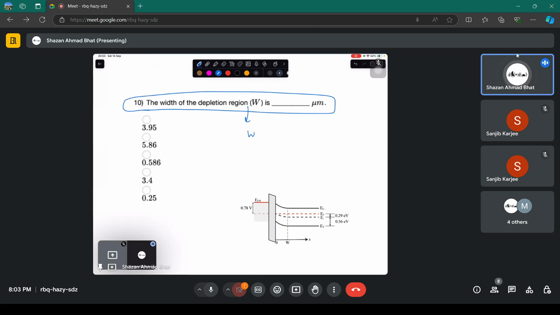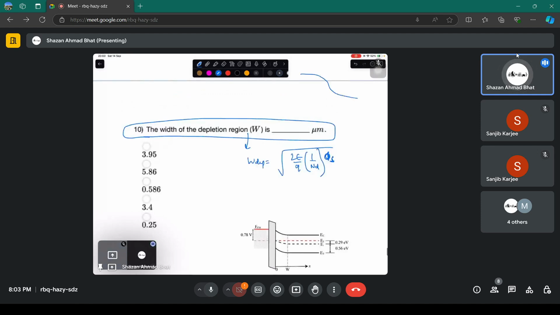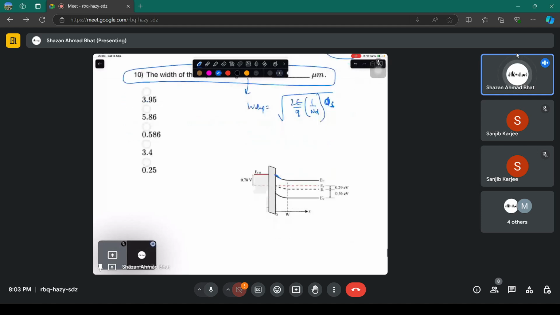Just like the depletion width of the diode, you have twice epsilon by Q, 1 by ND, because you don't have Na here, times the surface potential, now here instead of the built-in potential. Just like the built-in potential concept in diodes, you have the surface potential concept here. In the diode you considered this as the built-in potential; in the MOS, you consider this as the surface potential. As simple as that.